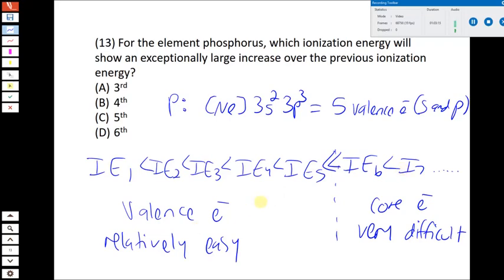There are 5 valence electrons, so the first 5 ionizations involve removing those valence electrons. It's the 6th one where we have to start pulling off core electrons. So the correct answer then for this was D, because that's the one that's going to involve a large increase over the previous one. All right, questions on that concept or ionization energies in general?